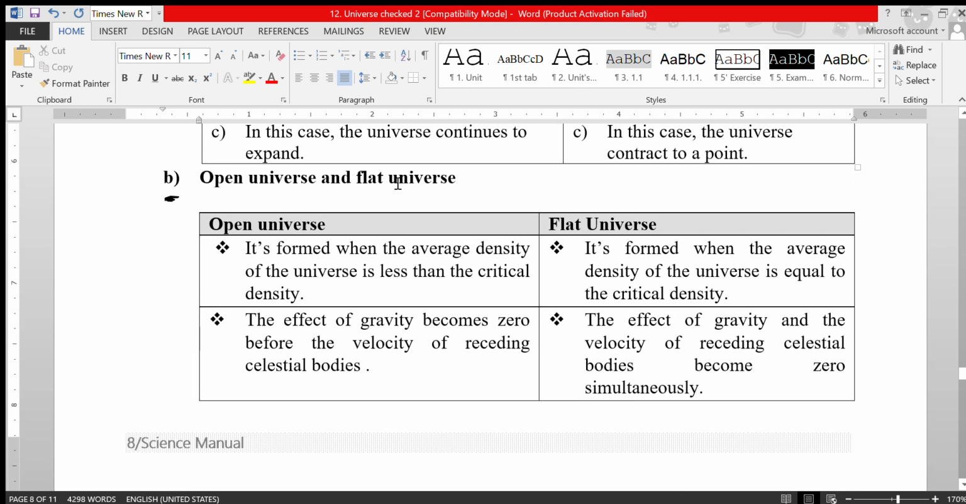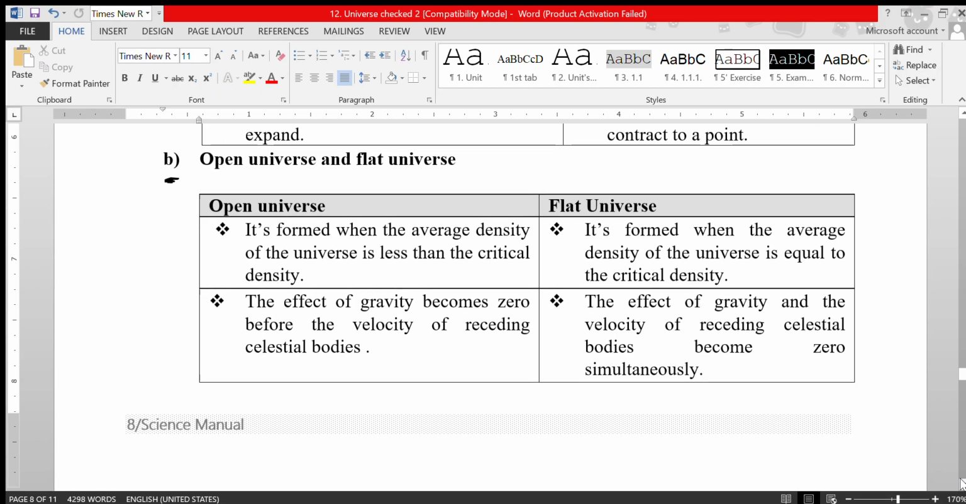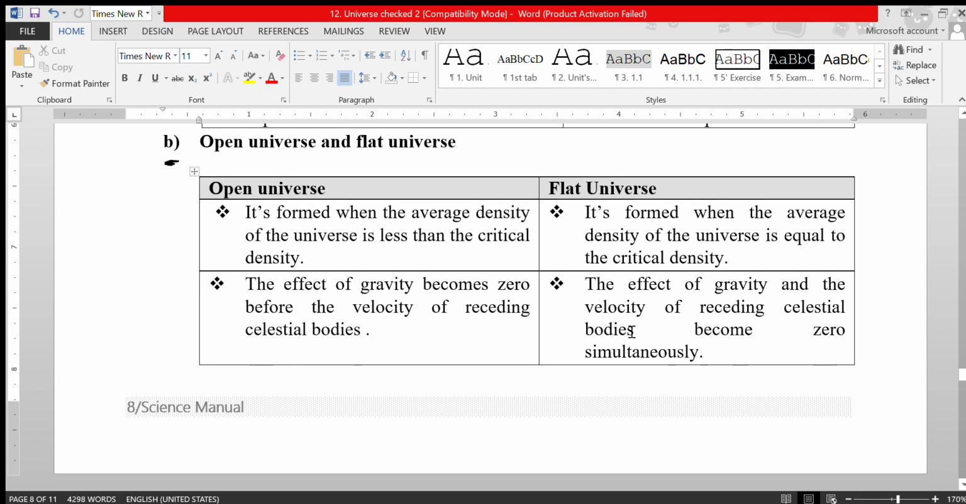Open universe and flat universe. Open universe is formed when the average density of the universe is less than critical density. It is formed when the effect of gravity becomes zero before the velocity of receding celestial bodies. In a flat universe, the effect of gravity and velocity becomes zero simultaneously.